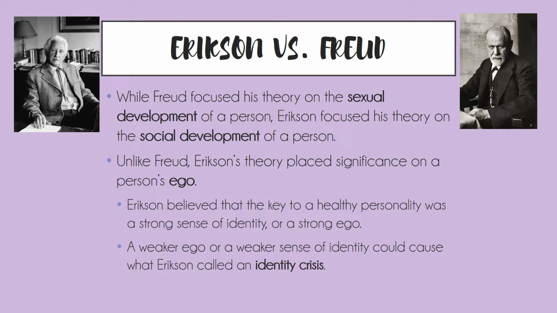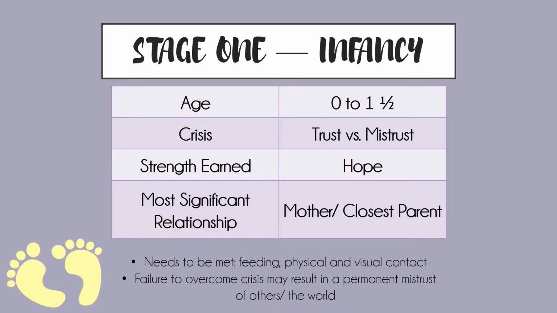Freud's tends to kind of balance between the ego, the superego, and the id. Erikson believed that the key to a healthy personality was a strong ego, a strong sense of identity, and that a weaker ego or a weaker sense of identity would lead to, again, that identity crisis, which is really detrimental to a person's development. So the first stage in Erikson's theory of psychosocial development is stage 1, infancy.